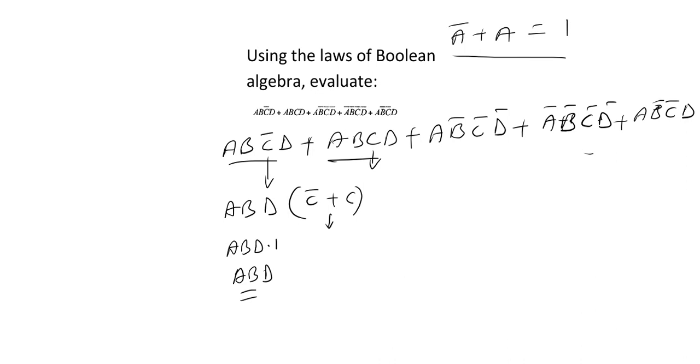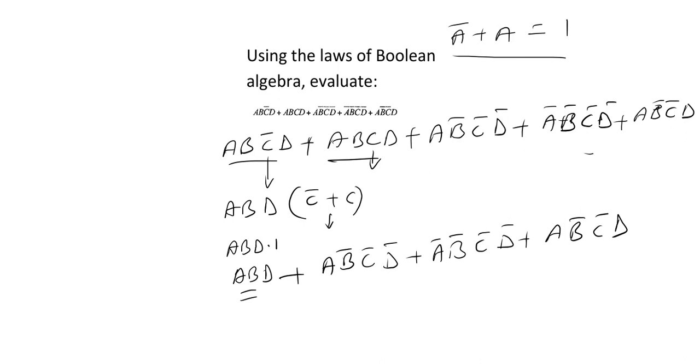So the new expression will now be, when we add these two, A, not B, not C, not D, we add not A, not B, not C, and not D, and we add A, not B, not C, and we have D. We have the new expression like that.